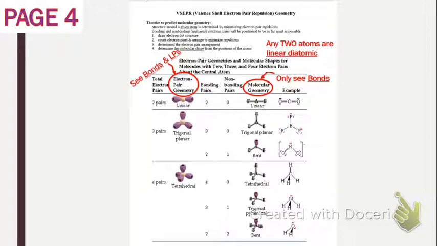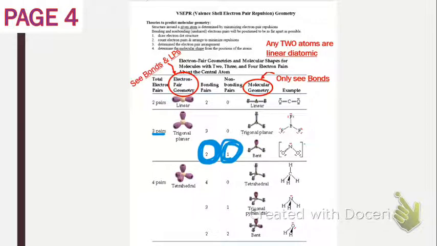Now, if only two of those three groups are bonds and one of them is a lone pair, then I'm only seeing two things, those two bonded atoms. So your geometry teacher would say, oh, 2 points, that makes a line. But even though we're only seeing two things, this one lone pair here is still going to have an effect on the molecule.